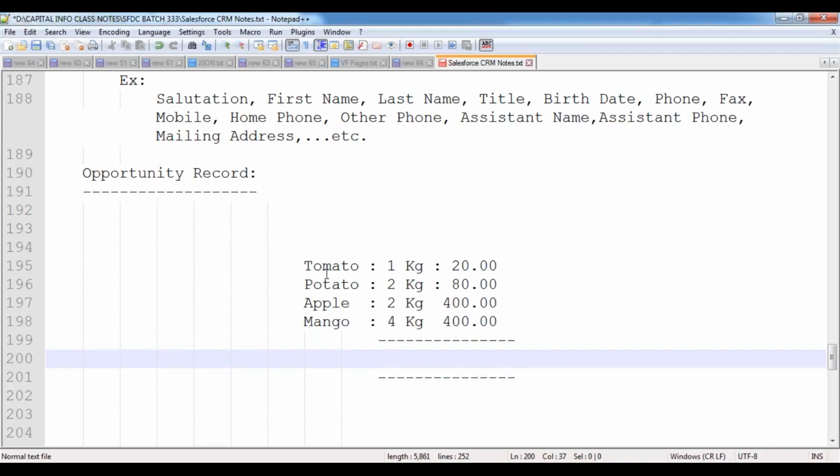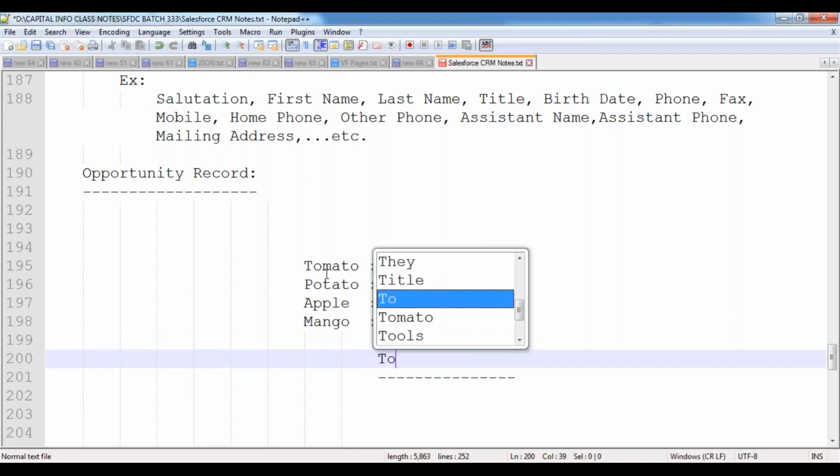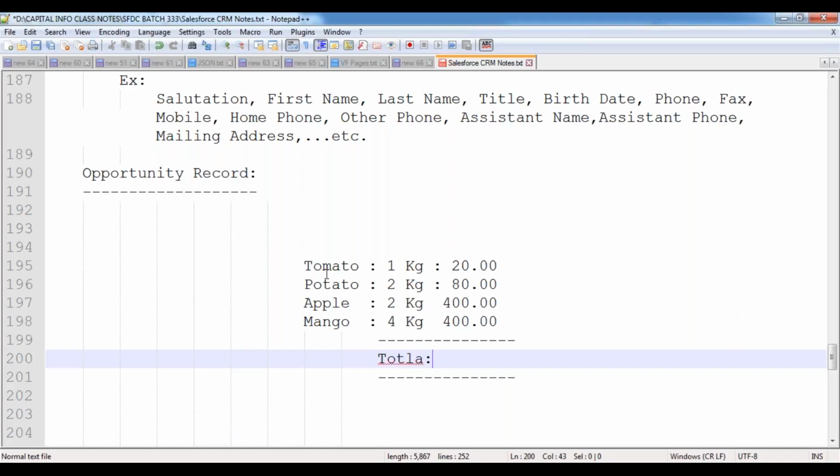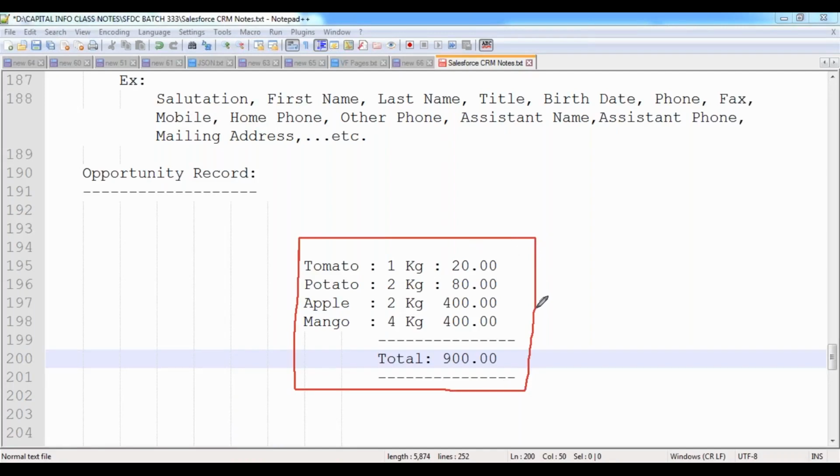After selecting the items, when you go to the billing counter, they prepare the bill, right? So what is the total amount? The total bill amount will be some 900 rupees. So we have to pay these 900 rupees to the supermarket people. Now, this entire bill, that means upon purchasing the products, whatever bill they provide to you, that bill is called an opportunity.